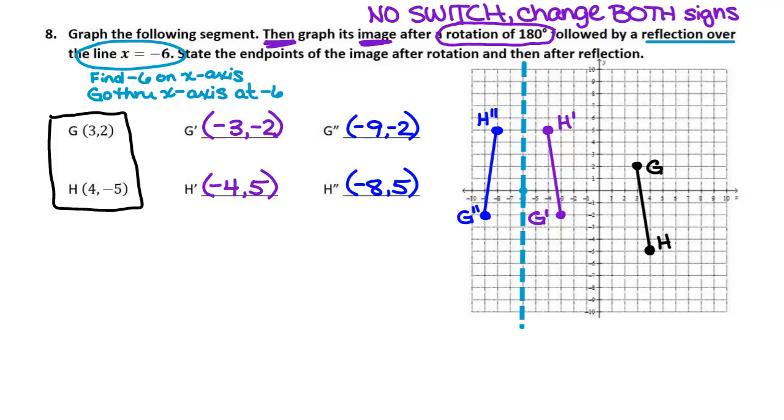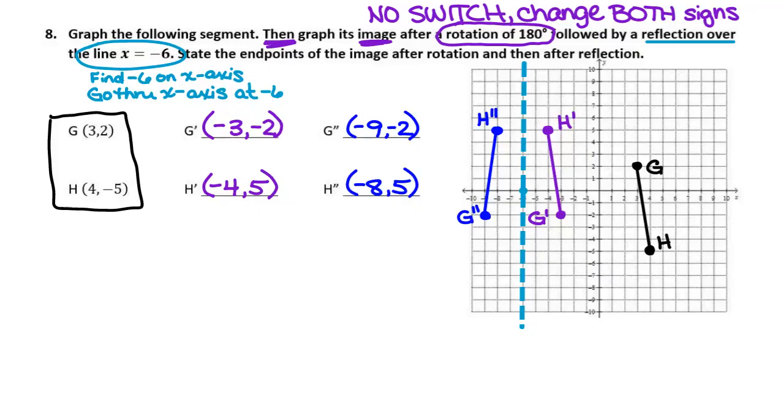Please, please, please make sure when you are graphing yours that you are putting the line segments in, you are connecting those dots, and that you are labeling the points. There is a difference between H prime and H double prime. So you want to make sure that your first transformation gets the primes. The second transformation gets the double primes.